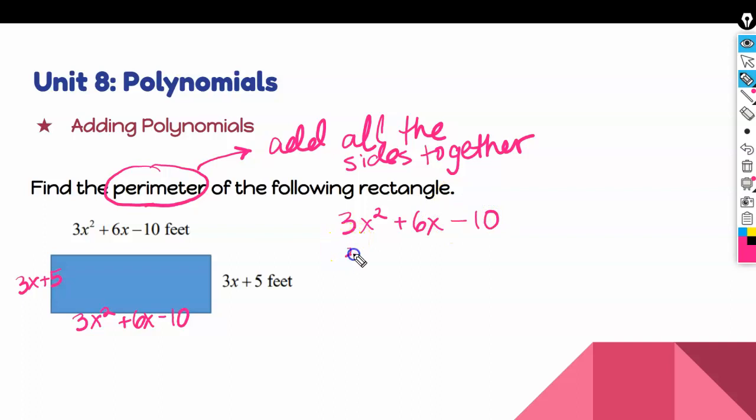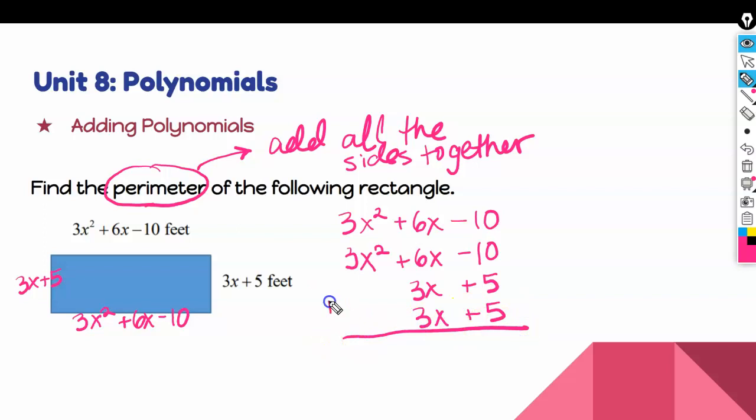And on top of it, or below it, I'm going to stack 3x squared plus 6x minus 10, that other side. Then another side, 3x plus 5. And then another side, 3x plus 5. And what am I going to do to combine these? Combine like terms down the columns.